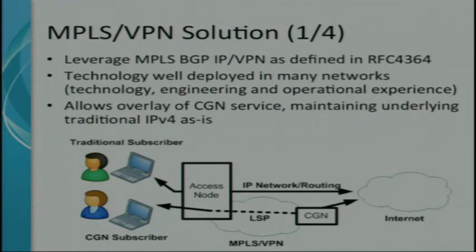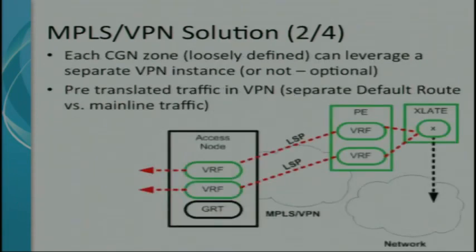And the other thing about MPLS VPNs was it allows us to overlay this onto an existing network without actually changing the underlying topology and the services that already exist within our network. We can add this in on top and not affect anything underneath. That was one of the major advantages to doing this.